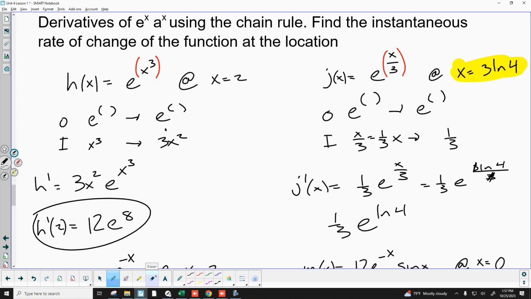Now, this is very important. A lot of you will think that this is a fourth power and it's 1/3 to the fourth. E and log fight to the death, leaving the number 4, not the fourth power. So e to the log 4 leaves us with a 4, so the answer is 4/3.